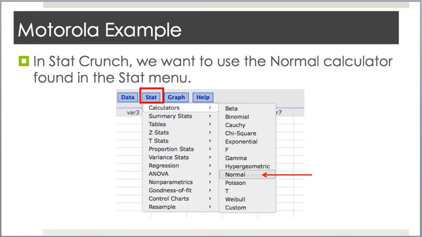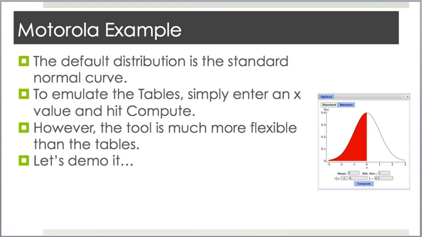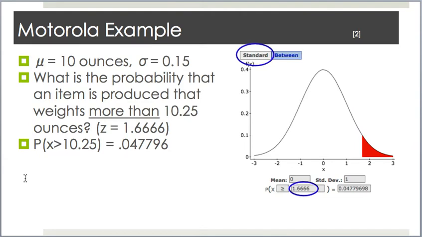Okay, so let's go back here for a second to the Motorola example. What we want to do is answer a series of questions. The first one we've already introduced, but I'm going to do 4 different examples here so you can see how to do a variety of different problems using StatCrunch. In the first one, we're going to look at the one that we just talked about, the probability that a product or an item is going to weigh more than 10 1/4 ounces. The answer here comes from finding the probability that z is greater than 1.666, which we can see over here in this tail.